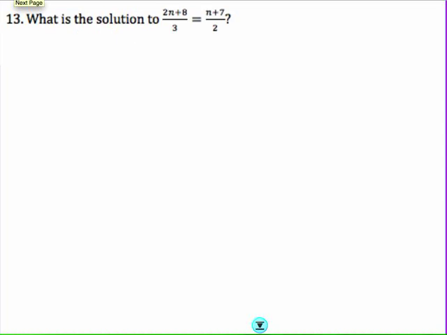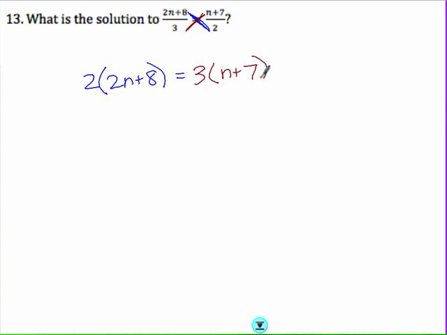Number 13, what is the solution to this? So notice, since we have an equal sign in here, I can go ahead and cross multiply to get my solution. So these two terms multiplied by each other, 2 times 2n plus 8 equals these two terms multiplied by each other. So 3 times n plus 7.